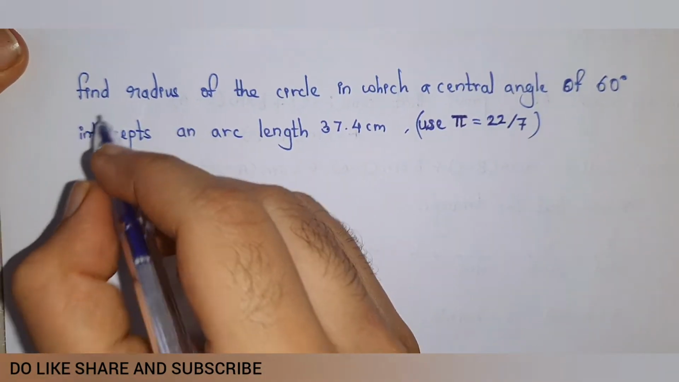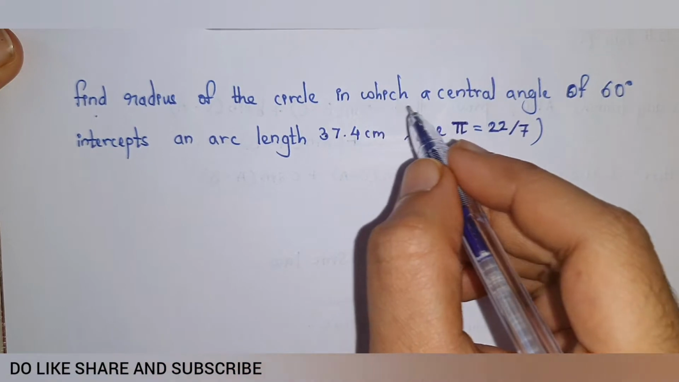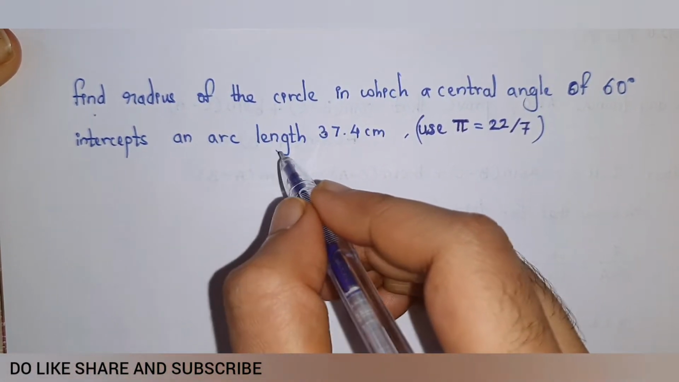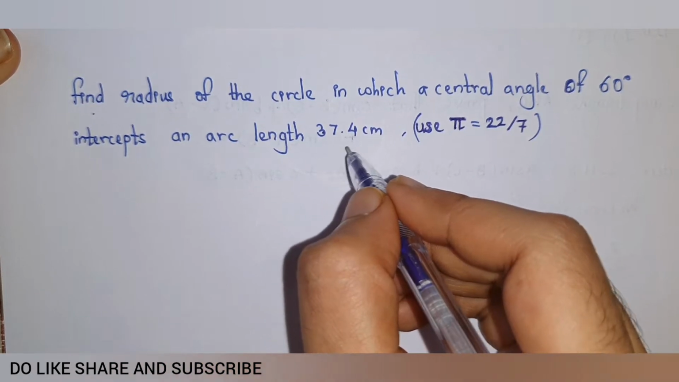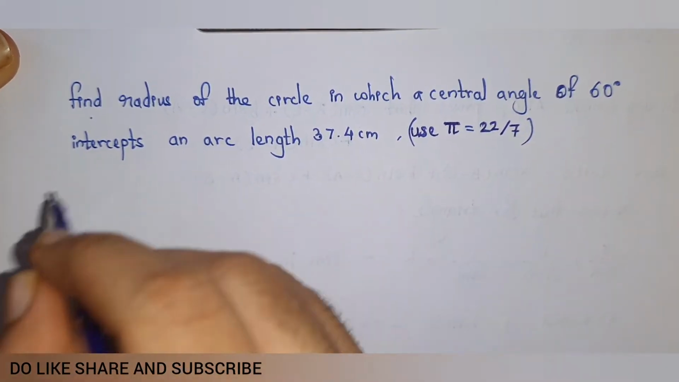Today in this lecture we are going to solve this sum. Find the radius of the circle in which a central angle of 60 degrees intercepts an arc length of 37.4 centimeter. Use pi is equal to 22/7.